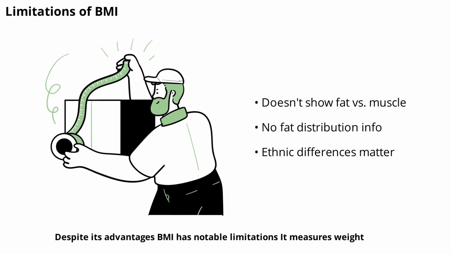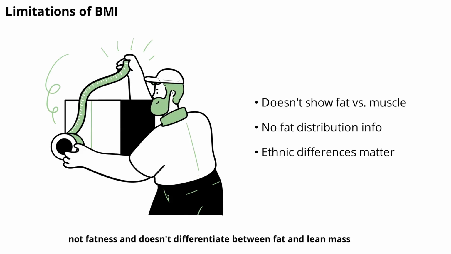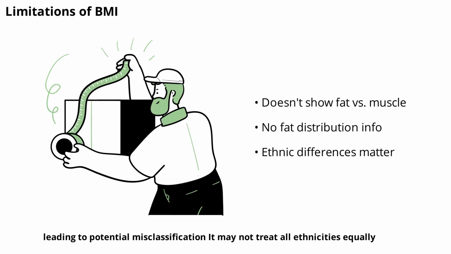It measures weight, not fatness, and doesn't differentiate between fat and lean mass. BMI also fails to indicate fat distribution or skeletal muscle mass, leading to potential misclassification. It may not treat all ethnicities equally, as body composition varies across populations. For these reasons, BMI should be interpreted with caution and used alongside other measures.